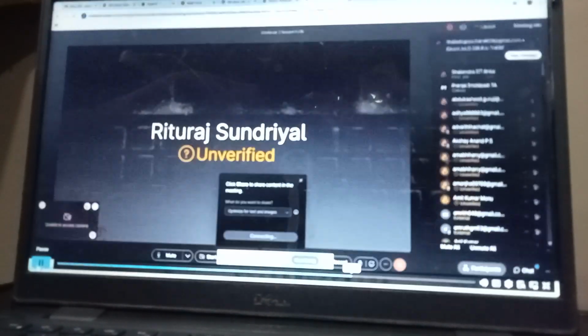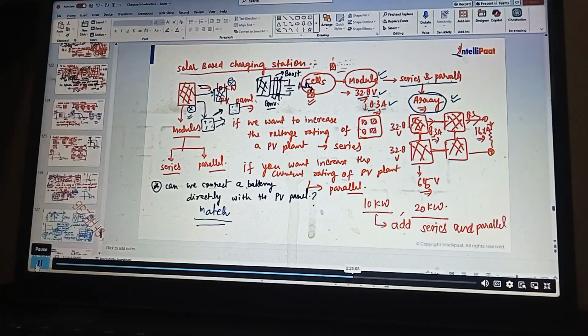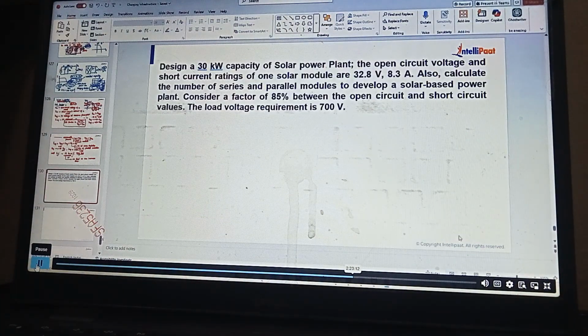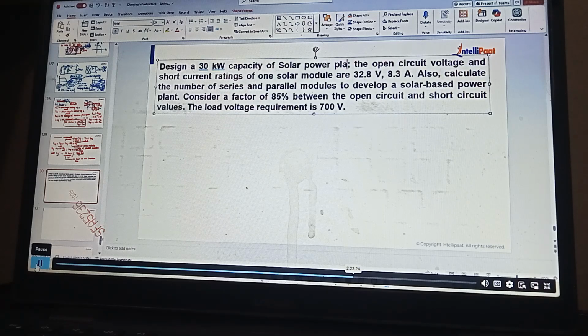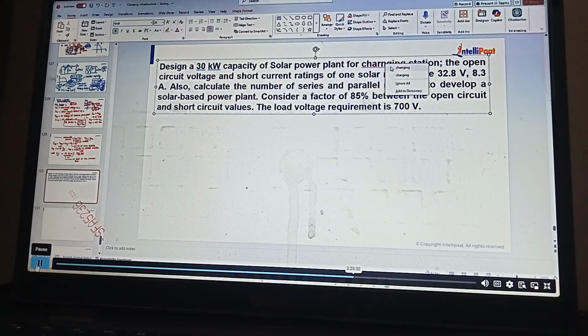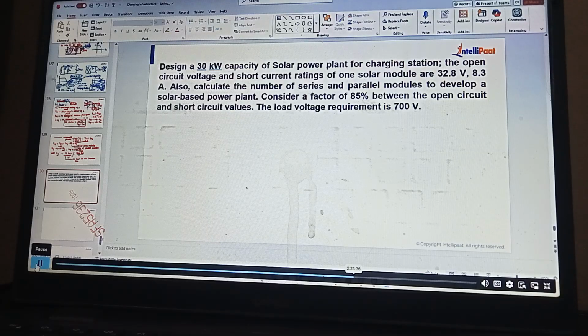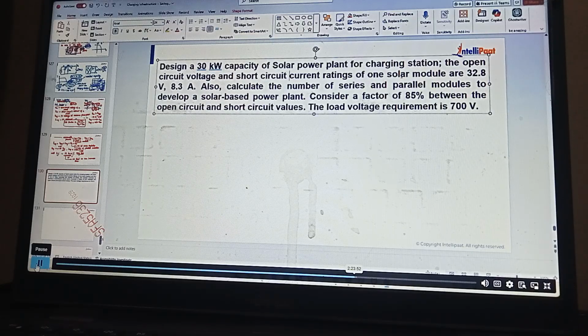And here we can go with this particular problem, which I can share with you. As I told you, we are going with some hands-on, based on the design of this solar power station, I would say, charging station. Design a 30 kilowatt capacity solar power plant for a charging station. The open circuit voltage and short circuit current ratings of one solar module are given.